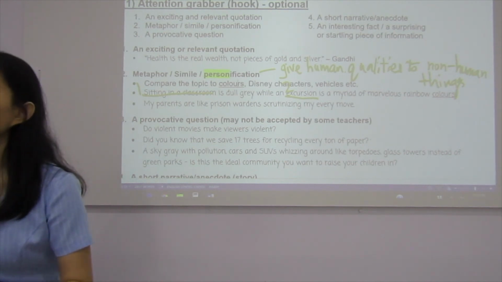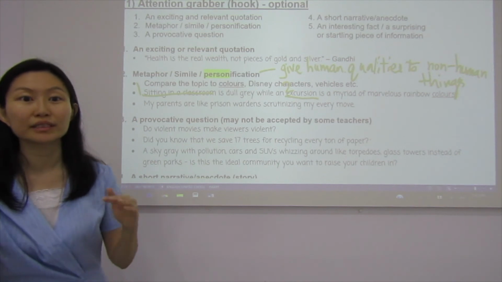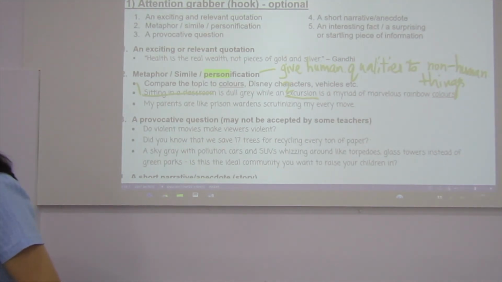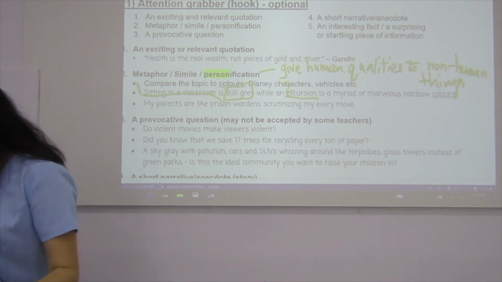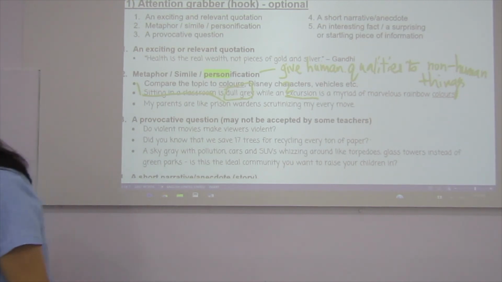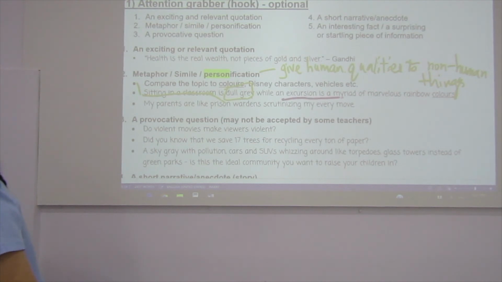Then they compare it to colors. They're saying that number 1 is very similar to a certain color. What color? Yes. They say that number 1 is similar to dull grey. Sitting in the classroom is dull grey. Then they say excursion though is what color? Rainbow colors. Yes. They say that the excursion is like rainbow colors. Now, this is the second comparison.